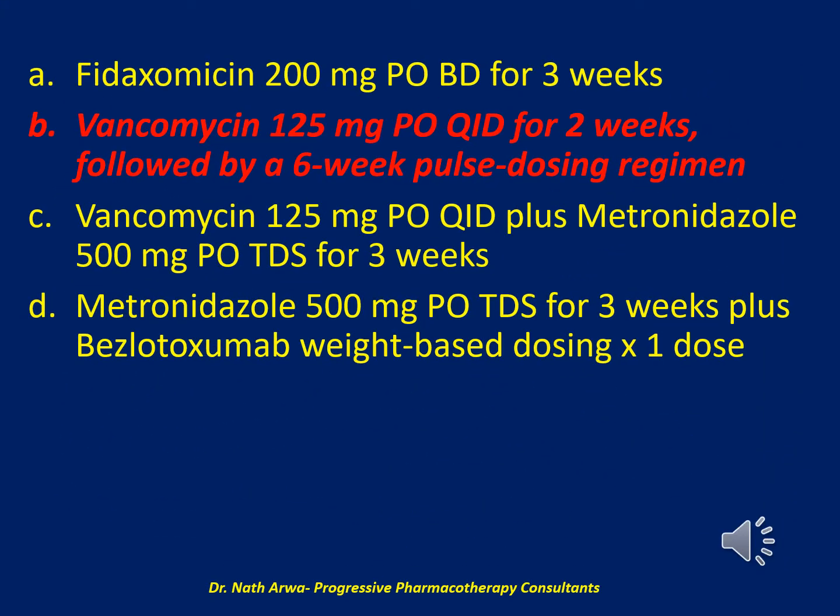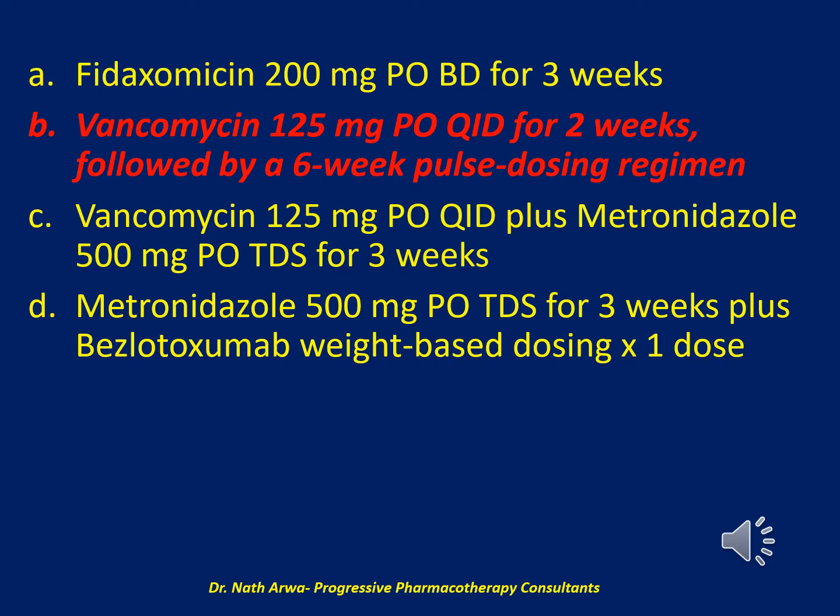And the correct answer is B. Vancomycin 125 mg orally 4 times daily for 2 weeks, followed by a 6-week pulse dosing regimen. Answer D is incorrect because metronidazole is unlikely to be therapeutic in multi-recurrent patients, and extended courses may be associated with adverse events. Bezlotoxumab may be considered but was not specifically studied in this patient cohort. Answer C is incorrect because combination therapy has not been shown to be more effective at reducing recurrences or managing recurrent infection.